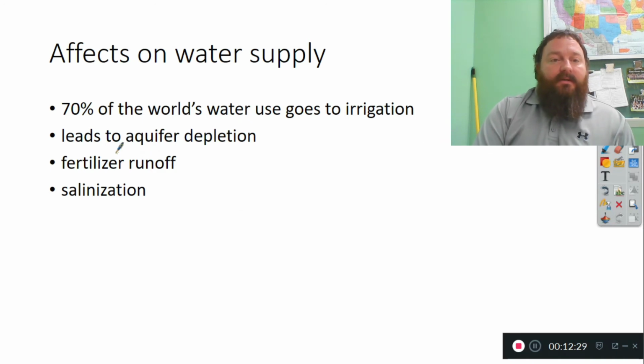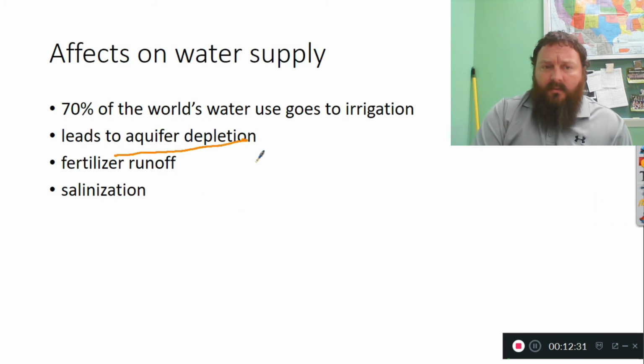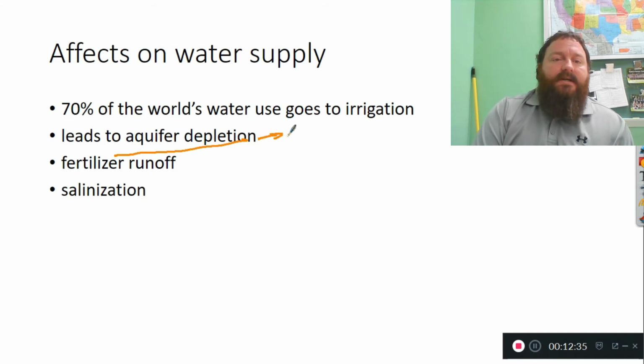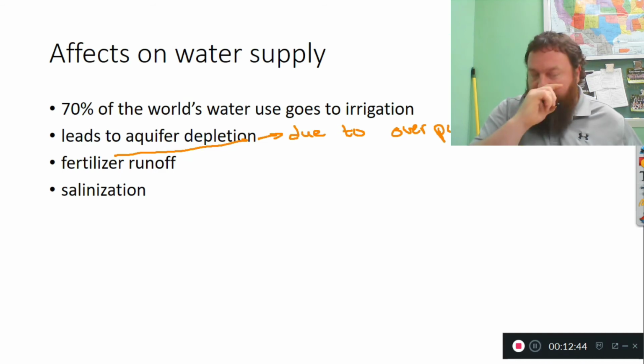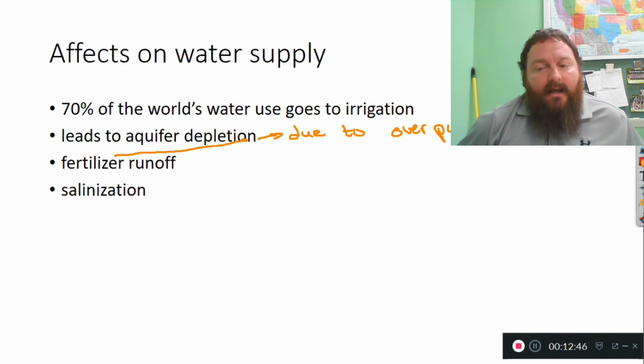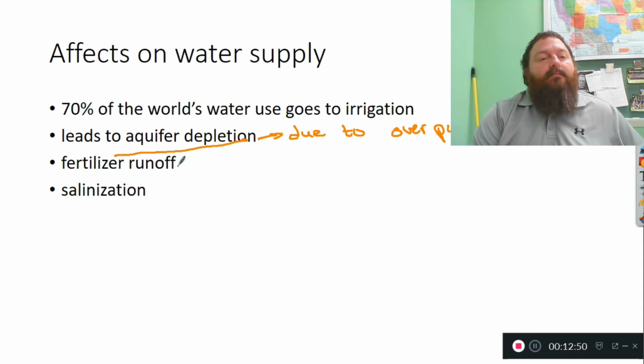Second impact is aquifer depletion. We'll talk about what an aquifer is here in a second. But the big thing that you want to put in your notes here, it's due to overpumping. And we'll talk about this, kind of keep this slide open as we go on to the next part of the video here and take a little more side notes.